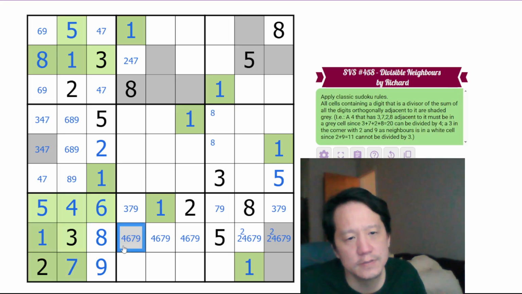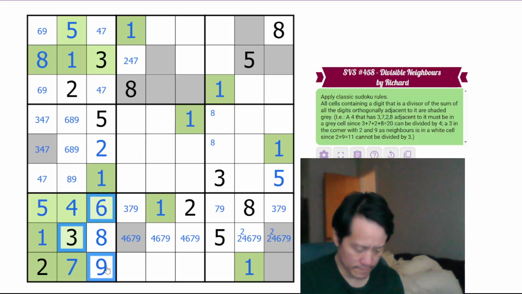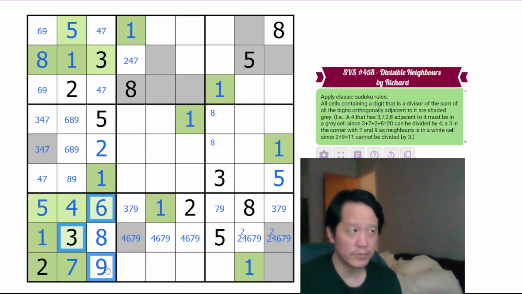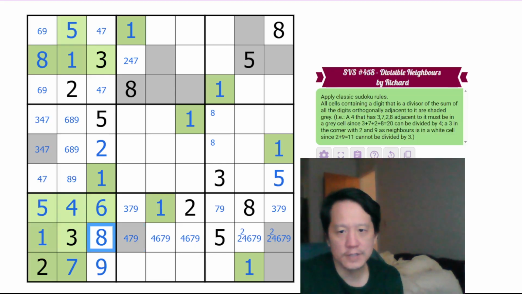Eight. So 3, 6, and 9. 3, 6, and 9 add up to 18. The only divisible one would be 8. Or sorry, it would be 8 times 3, which is 24. 24 minus 18 is 6, so this just can't be 6 here. So then that's done.